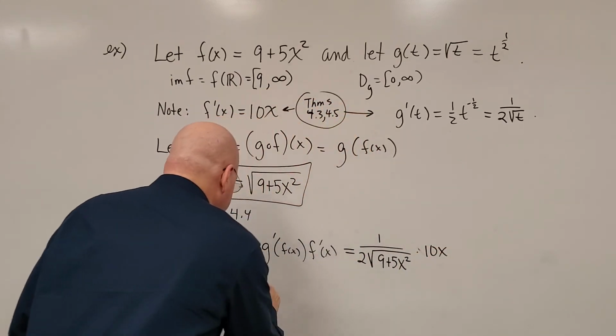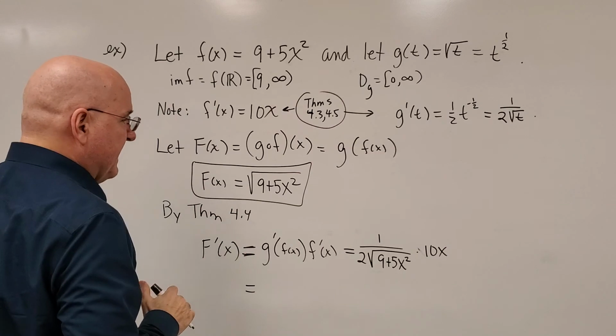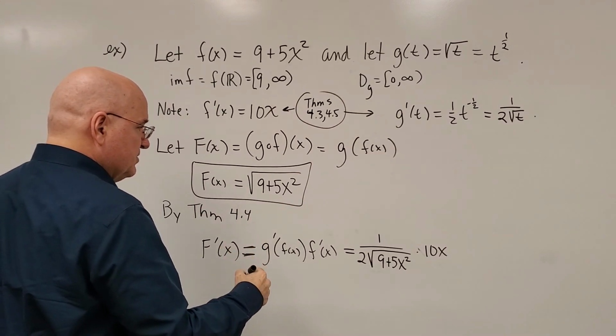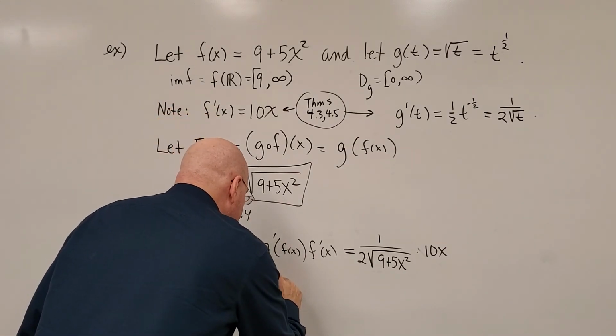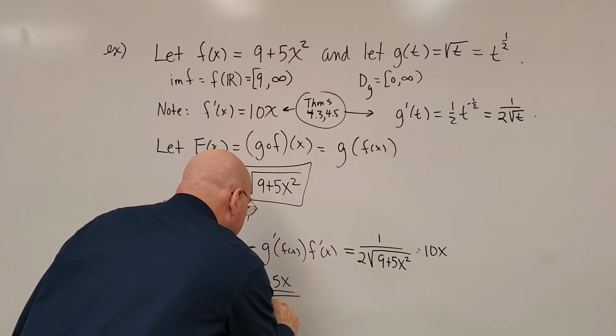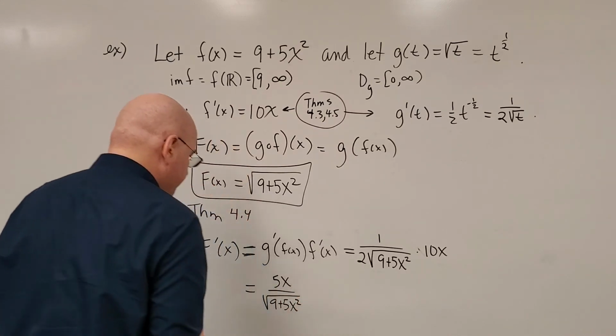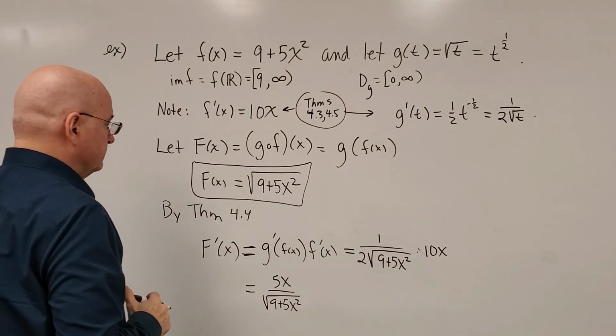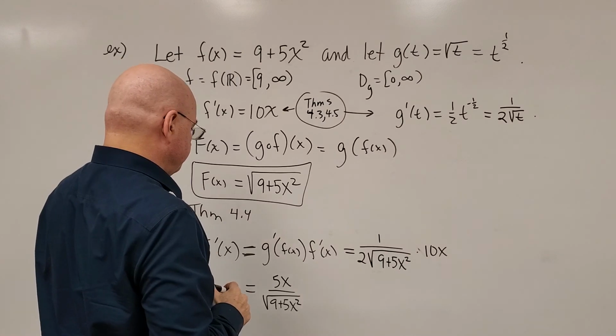So we get the final answer for the derivative of capital F. The 10 and the 2 would cancel, giving me 5x on top over radical 9 plus 5x squared. That's it.